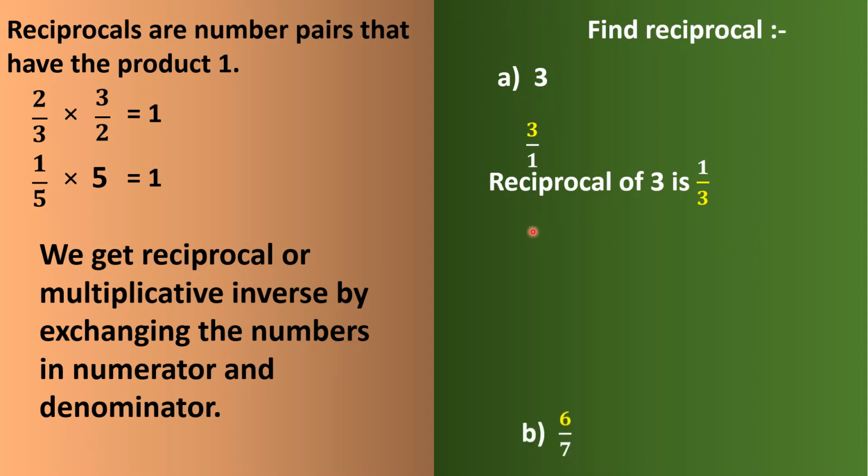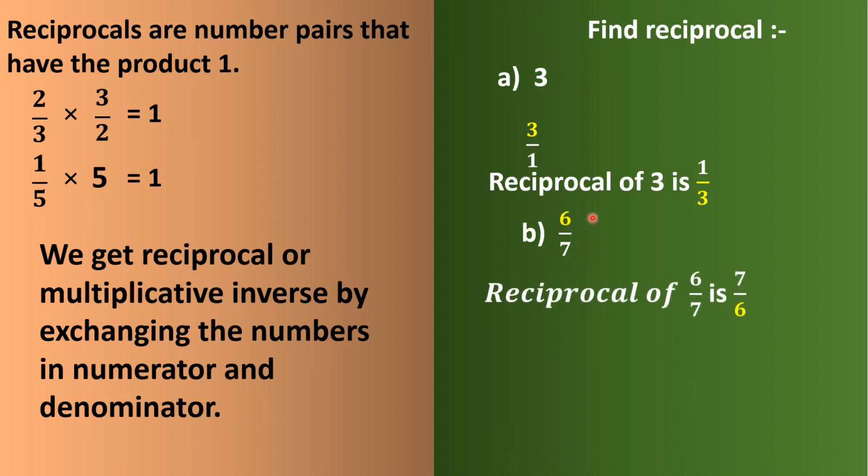Let us take one more example. 6 by 7. Here 6 is the numerator, 7 is the denominator. If we need to find out the reciprocal of 6 by 7, what will we do? We will just exchange the position of numerator and denominator. This 6 will be the denominator and 7 will be the numerator. It means the reciprocal of 6 by 7 is 7 by 6.